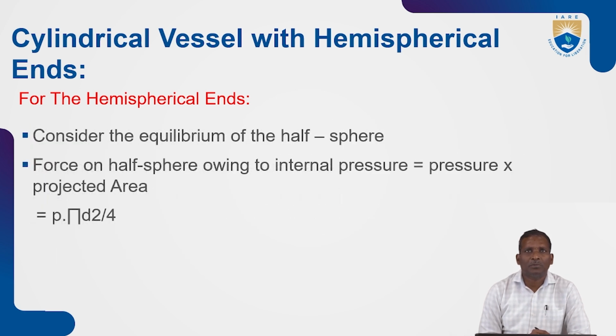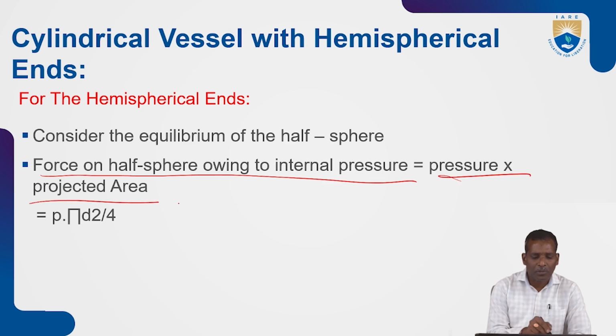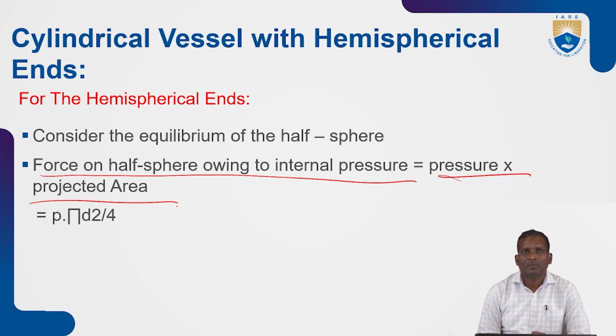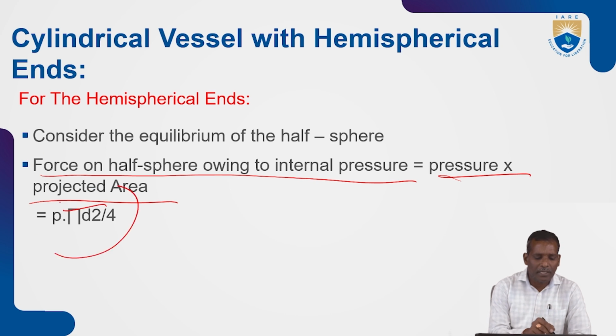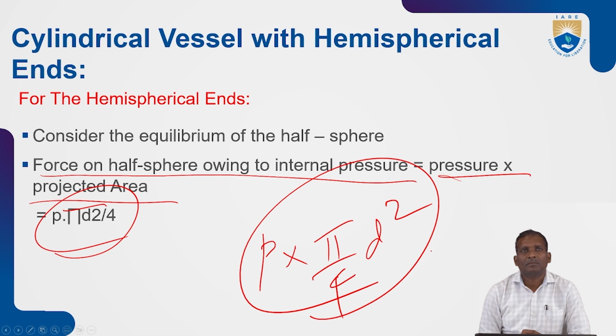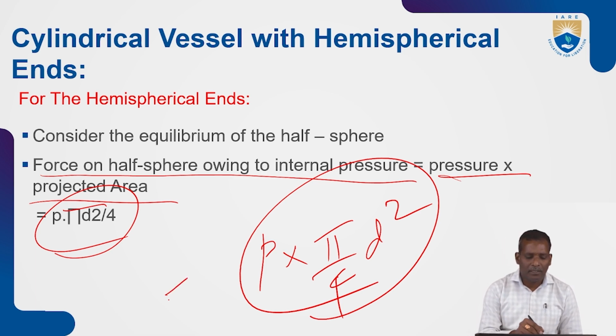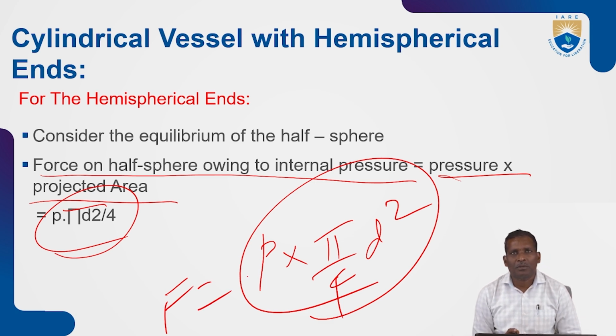So consider the equilibrium of the half sphere. Force on half sphere owing to internal pressure is equal to pressure into projected area. The pressure is P, and the projected area is pi by 4 D square. So you will get the force on half sphere owing to internal pressure.